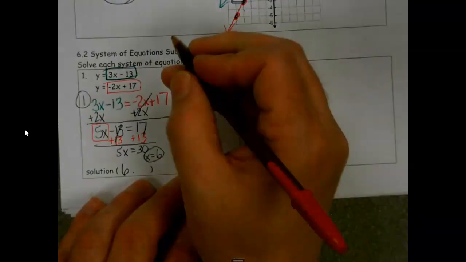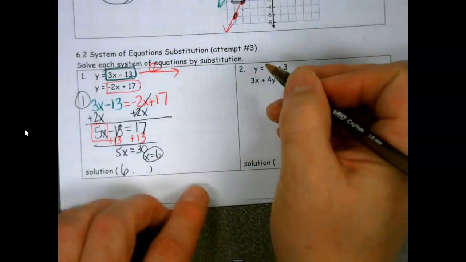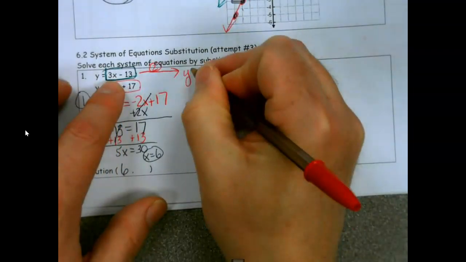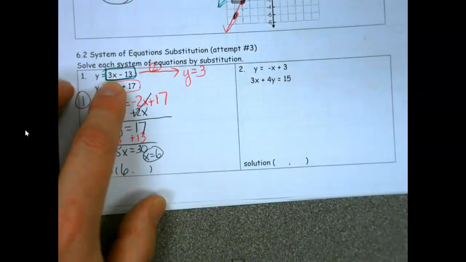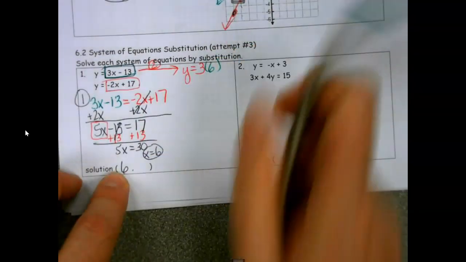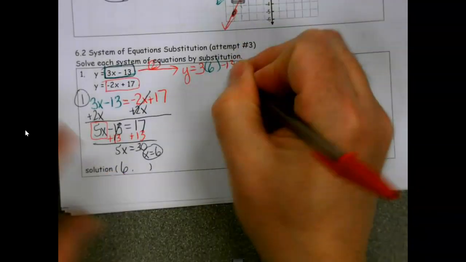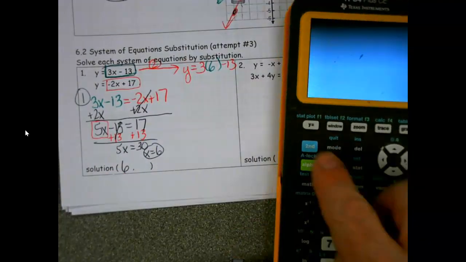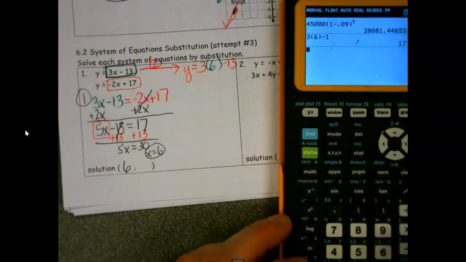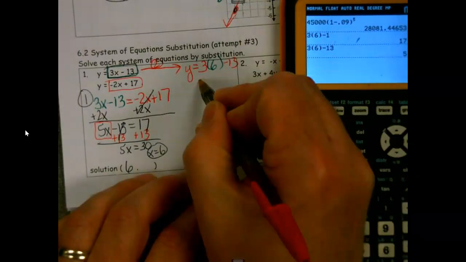And then to finish it, I always just plug it into the top one. You can plug it into either. So y equals 3 times x, but I know what x is now. It's 6. Everything else stays the same. And I can even type that into my calculator: 3 times 6 minus 30. I've got to type it in right, though. There we go.